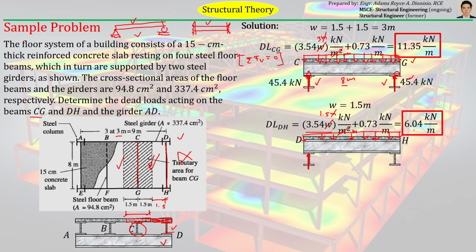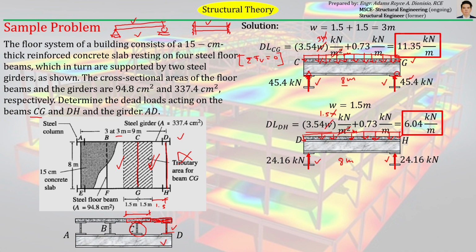So, multiply 6.04 by the length of DH, which is also 8 meters. And then, divide by 2 because it is evenly distributed here. They share equally, so the result will be equal to this and this. So, they are equal. Okay?